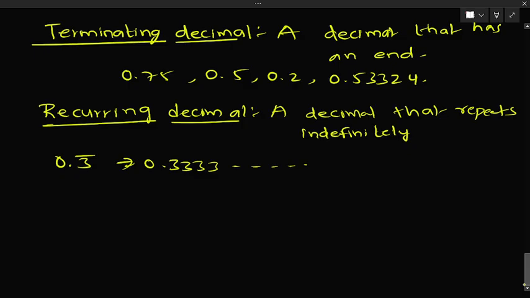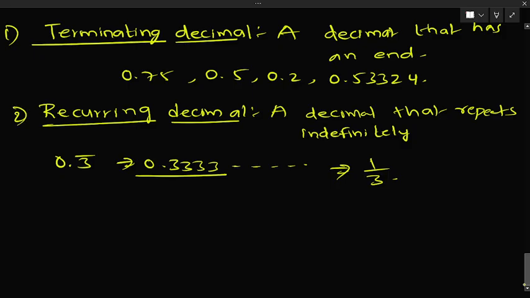Even though 0.3 bar is written in the form of 1 by 3, when we divide 1 by 3, we get 0.333. It does not have an end point. So these are nothing but terminating decimals and recurring decimals.